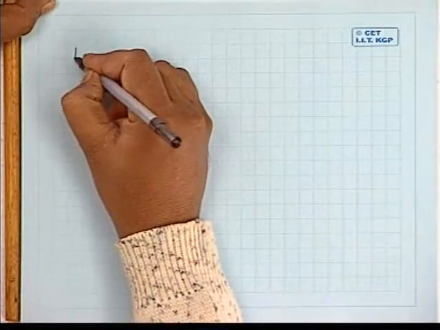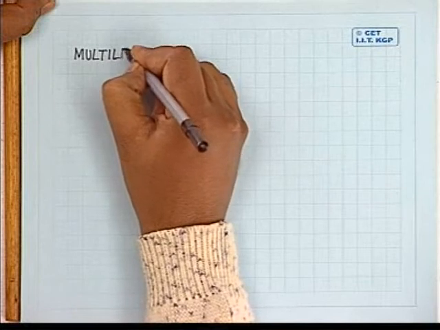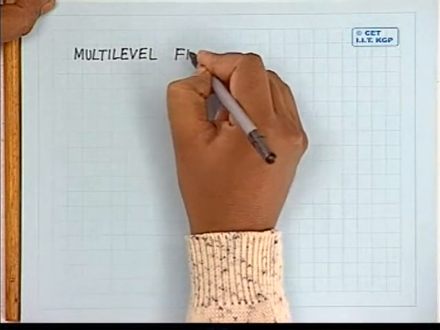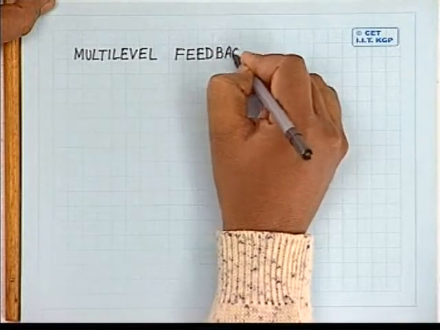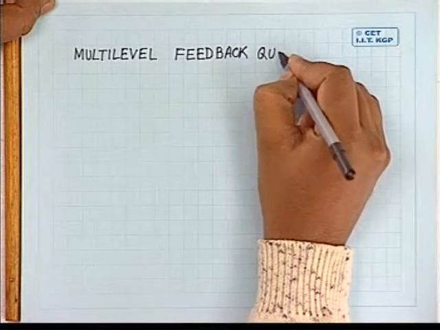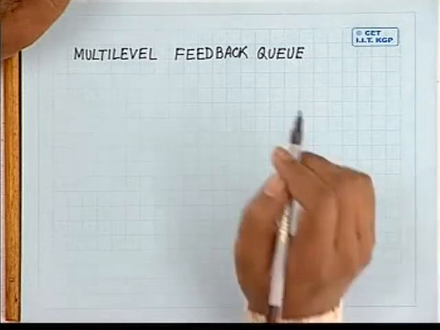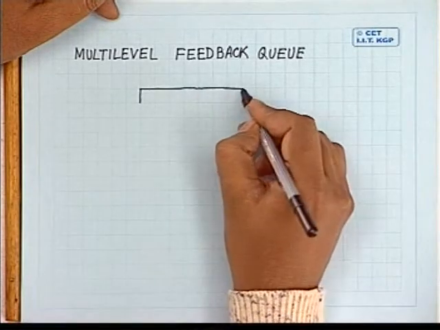That can be done by modifying this multi-level queue to what is called a multi-level feedback queue. So in the multi-level feedback queue, again, I'll have multiple queues. Let us assume as before that I have 3 queues.